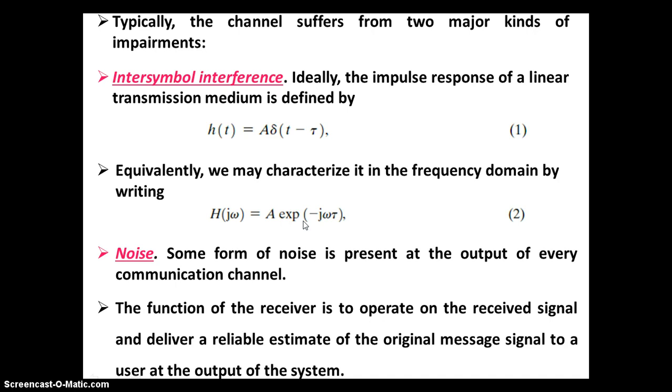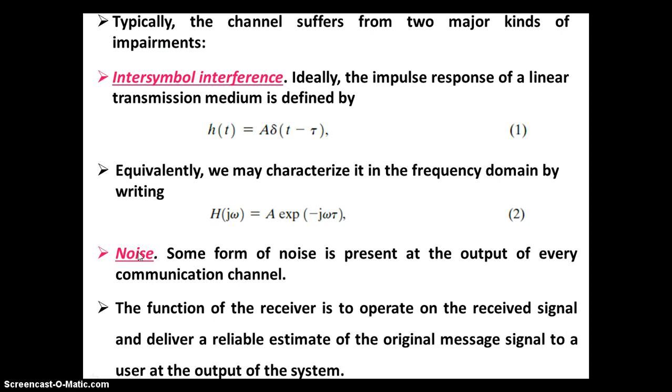In a digital communication system, two channel impairments are there. Intersymbol interference is the first one, and the second one is noise. This channel impairment in a digital communication system gives rise to intersymbol interference. The second one is noise.